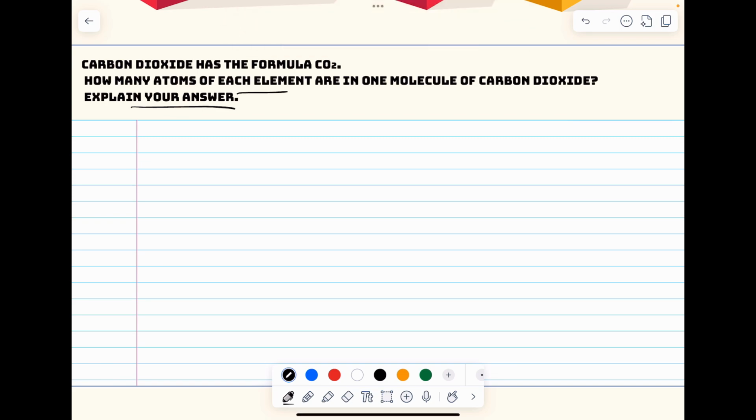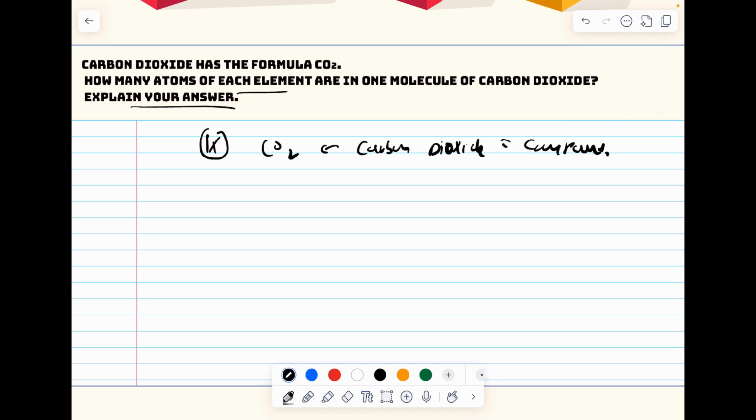So it has the formula CO2. It's saying this is one molecule of CO2. CO2 is carbon dioxide. It's a compound, and it's asking how many atoms of each element there are. So how many elements are there? There are two: carbon and oxygen. How many carbons are there? There's one carbon. How many oxygens are there? There are two oxygens, because look, there's the number 2 here. And there's no number next to carbon, so there's only one.